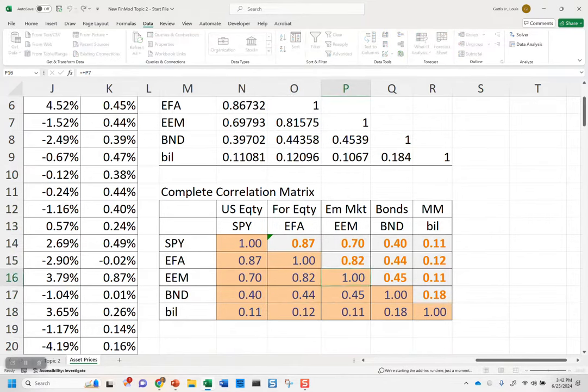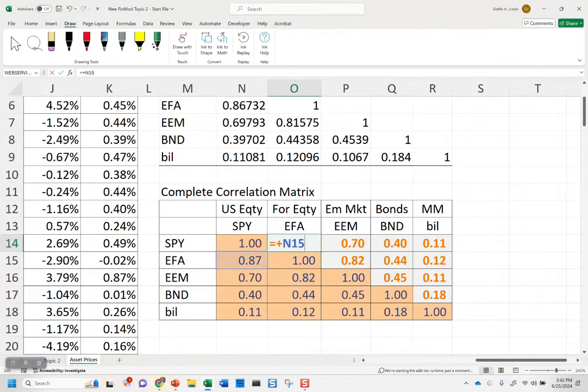And then what I do is I fill in this top right off diagonal. It's just repeating numbers you see on the bottom left values, off diagonals. So this is the entire correlation matrix. Notice the numbers in the orange there, those are the unique values, and the ones up here are just referencing the numbers below. So for example, you see this number here. The correlation between bonds and SPY is the same as between SPY and bonds, so it's just a link. So there's my correlation matrix.